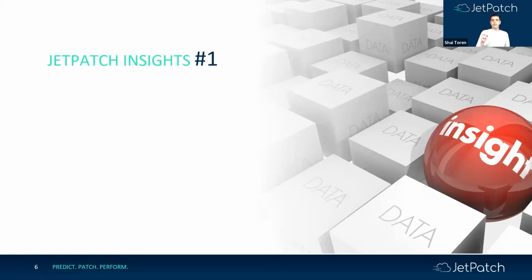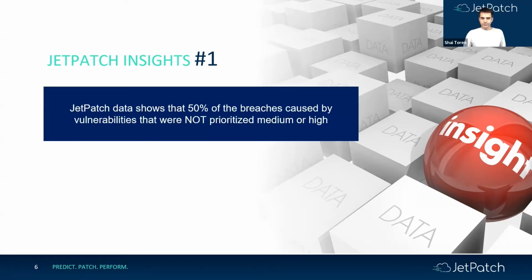So let's look at the data in a little bit more detail, with some examples, and look at two insights that we are learning from analyzing the data. The first one is that 50% of the security breaches were caused by vulnerabilities that were not prioritized medium or high. Now think about it for a sec, guys.